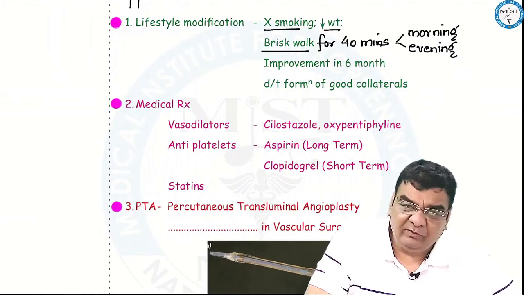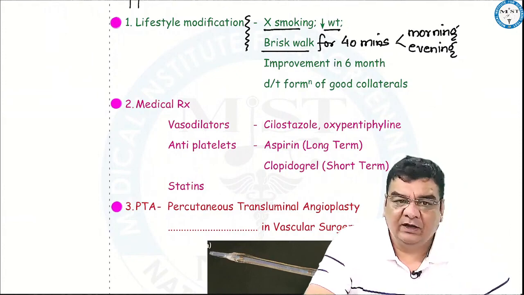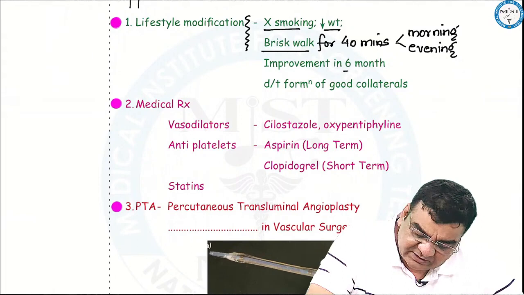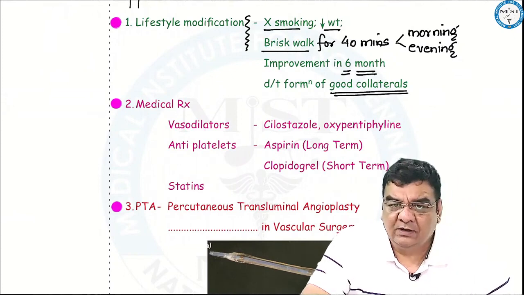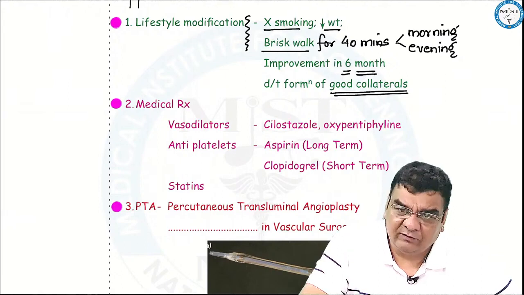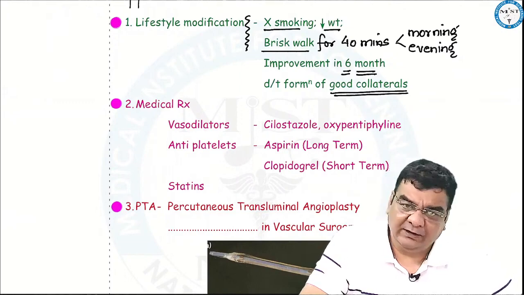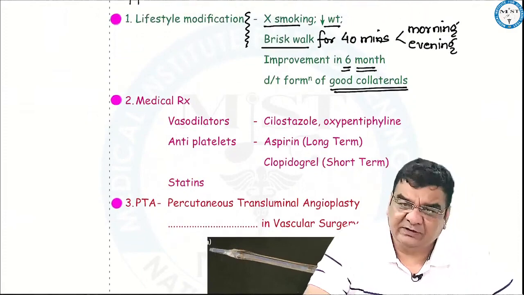And believe me, if the patient can afford this treatment and follows your advice, there is an improvement seen in 6 months' time due to formation of good collaterals around the obstruction. Obviously, collaterals take a long time to develop. In 6 months' time, good collaterals can develop and the patient can be absolutely fine. But this treatment is really expensive.